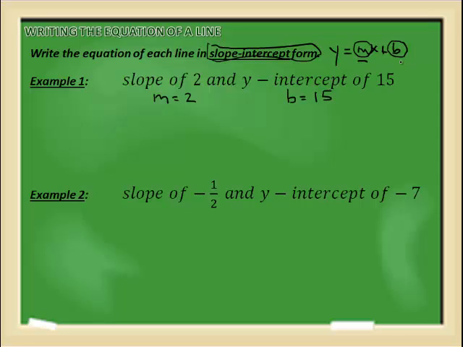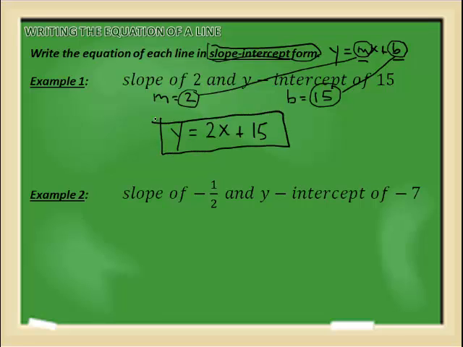We have both the things we need to know, the m and the b, so we'll just substitute them in. So I'm going to substitute this 2 in for the m and this 15 in for the b. So I'm going to have y equals m, which is 2x, plus b, and b is 15. And there is my equation of the line written in slope-intercept form. Take just a moment and see if you can do example 2 the same way we did example 1.